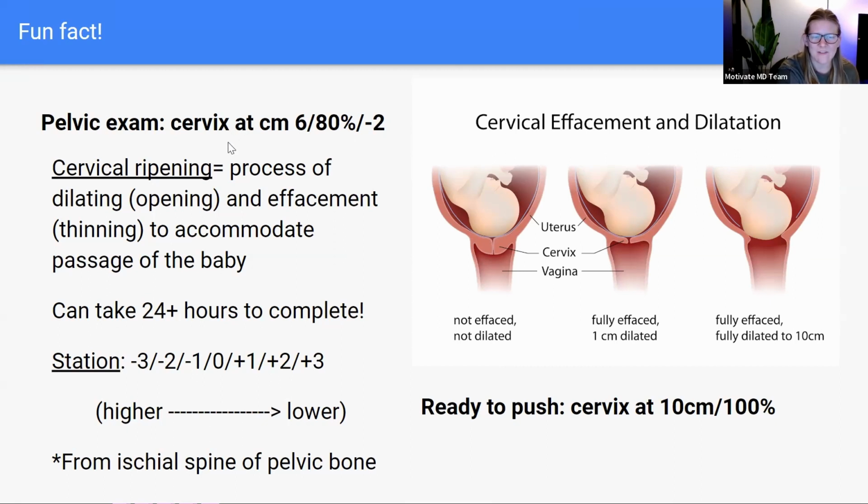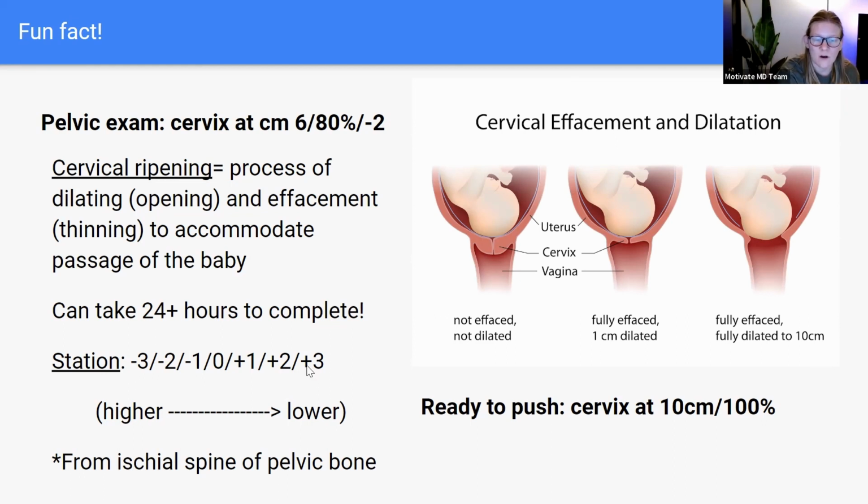And then station of the baby is measured as an estimate from the ischial spine of the pelvis. That's the neutral position. Let me see if the next slide has it or not. No, it doesn't, sorry. If the baby's head is equal to the ischial spine of the pelvic bone, then that'd be a 0 station. Anything higher than that is going to be a -1, a -2, and then a -3 is the highest. And anything that's plus means that baby is descending through the birth canal lower and lower into the vagina.